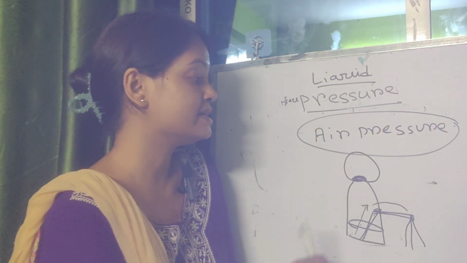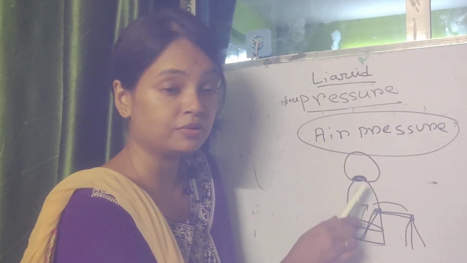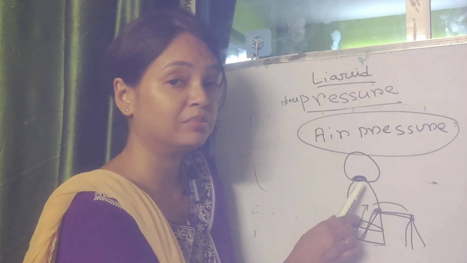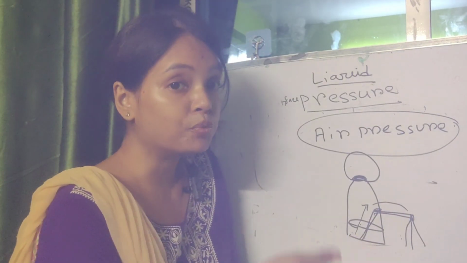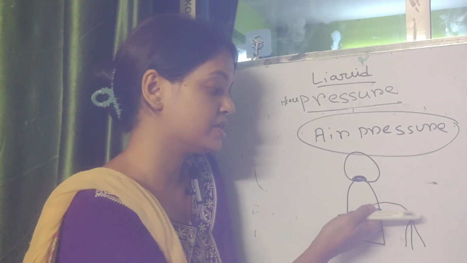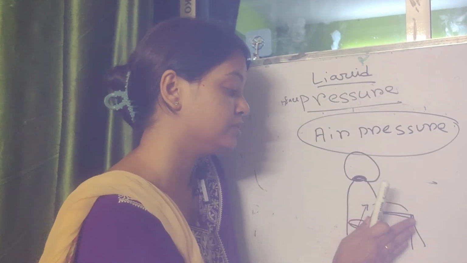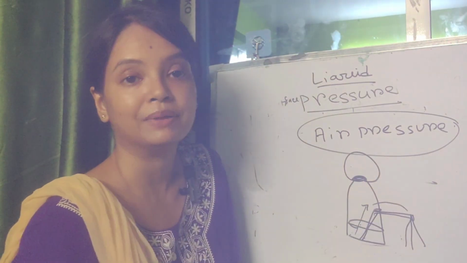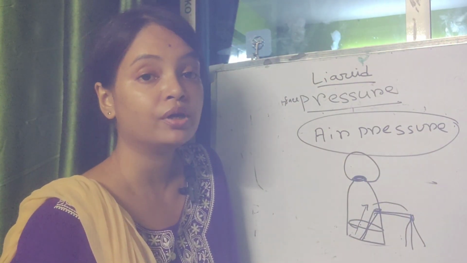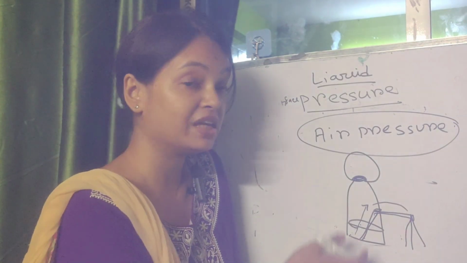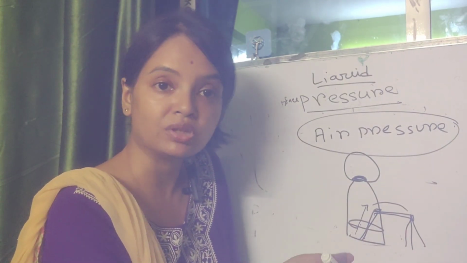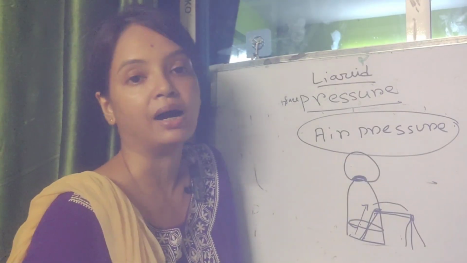How? Since the balloon is sealed with the bottle, the air inside the balloon is rushing towards the hole, and then it is pushing the water upward, and through this hole the water as well as the air is passing out. So this is another example of air pressure. That is, air is giving pressure to the water so that the water goes upward.